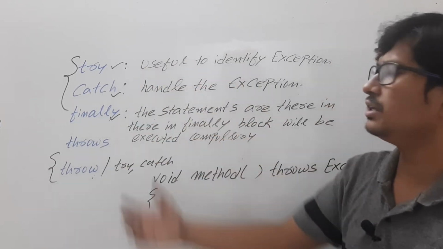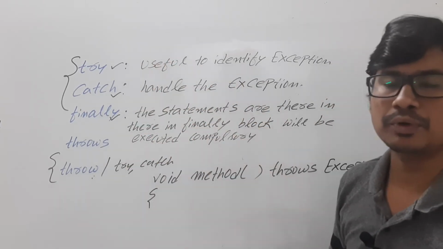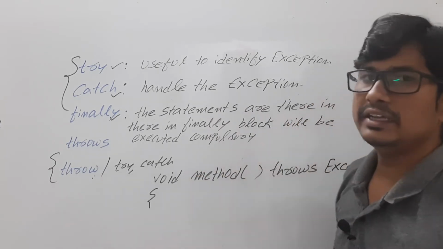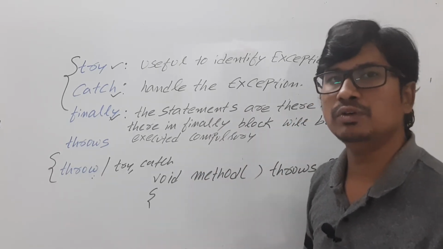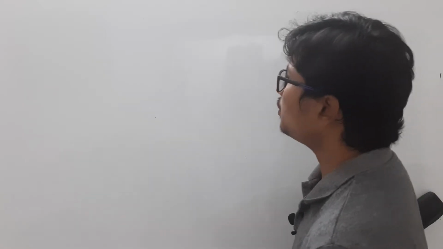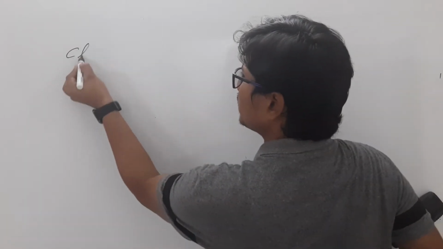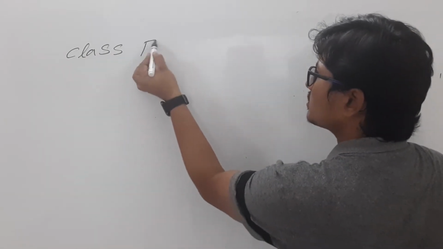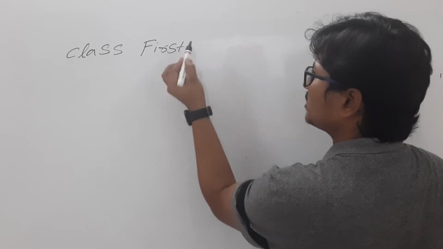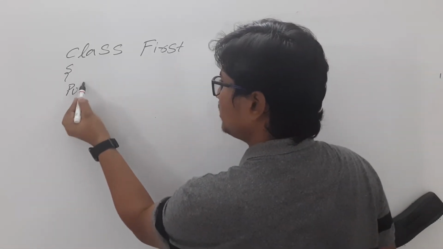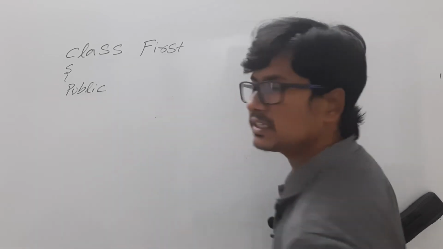Now I will write a program to make you understand the try catch finally block and how it works. Then we will discuss these programs on the desktop. Now let me write a program, and let me write the class first. Inside this class I am defining the method called public static void main.